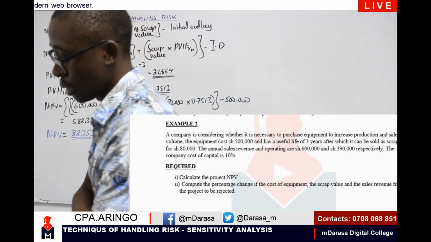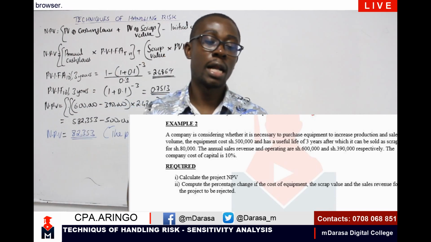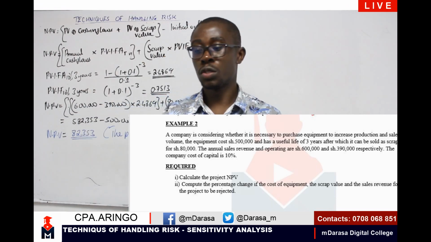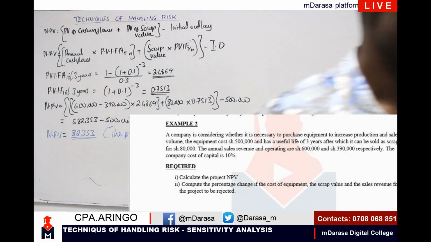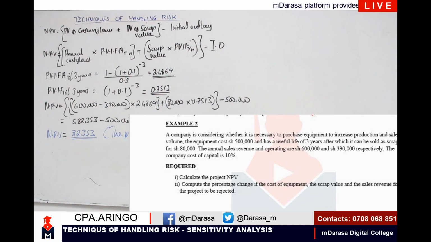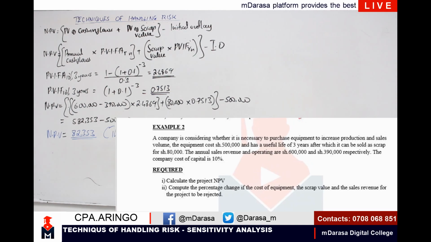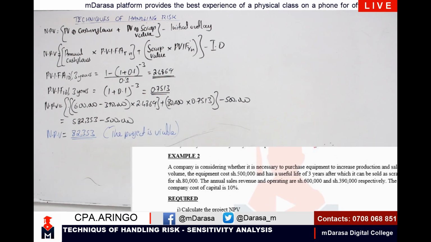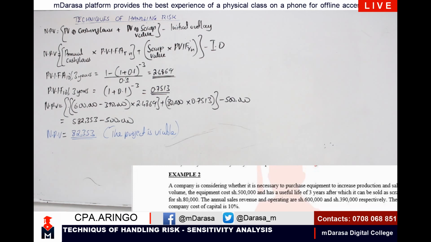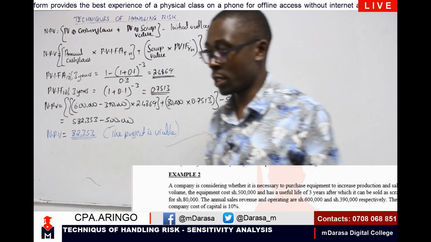So we need to determine a point where our NPV is equal to 0, given our variables there, which in this case, we are told to work out: the initial cost of the equipment, scrap value, and the sales revenue for the project to be rejected. So those are our variables: cost of equipment, scrap value, and the sales revenue. So what are we going to do? We need to conduct sensitivity analysis.